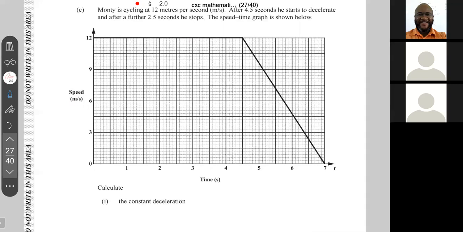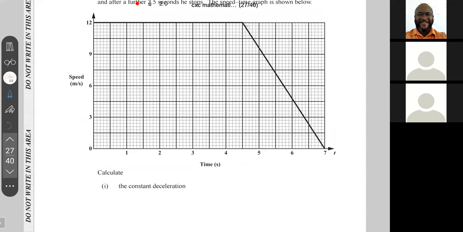Now, for a speed time graph, deceleration or acceleration is equal to the gradient. So this line here represents the deceleration. This is speed. He was traveling at 12. Then after a certain time, he starts to decelerate until his speed is what? 0. Now, as I said, it is the gradient of the speed time graph that is equal to acceleration.